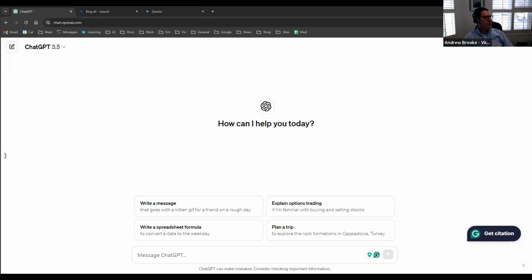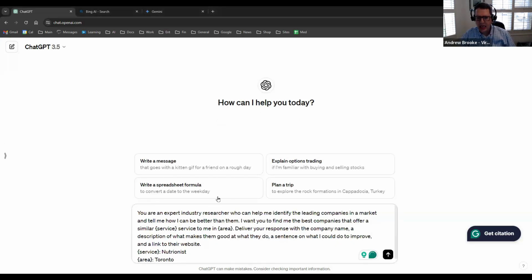So Rima, you were mentioning that you're a nutritionist. So here's an example of a prompt that you could use in Chat GPT. I'm just going to paste it in, see if we can look at it. So you see how detailed this is? So what this is saying is you're an expert industry researcher who could help me identify leading companies in the market, tell me how I can be better than them. I want you to find me the best companies that offer a similar service.